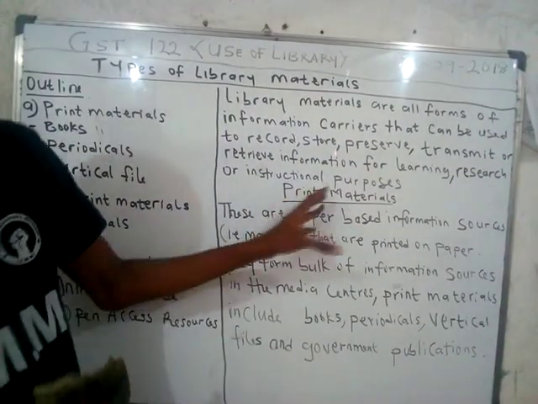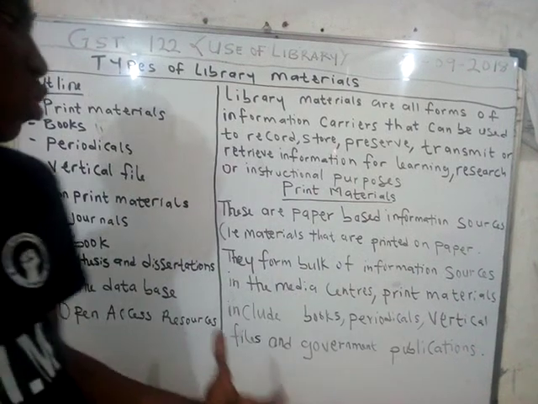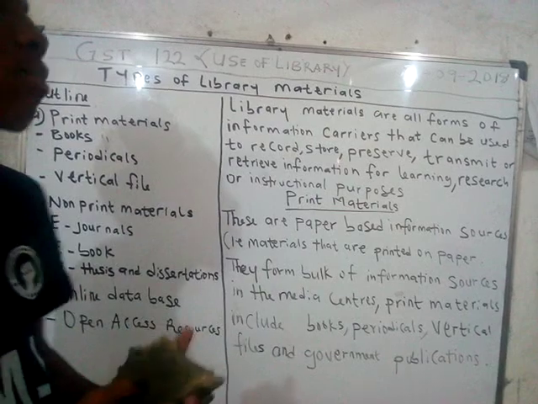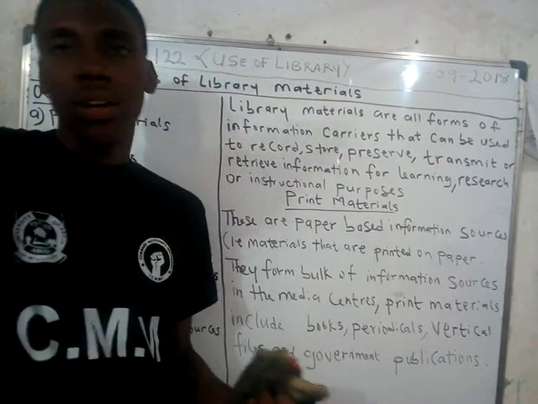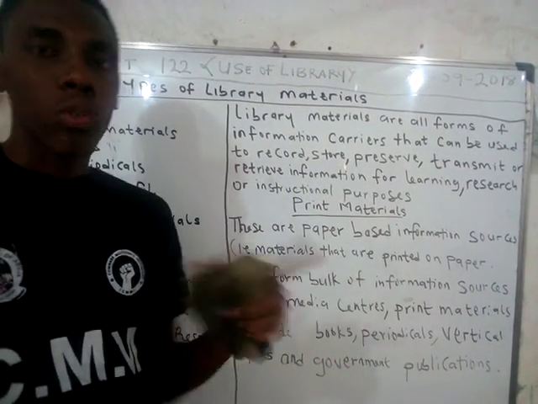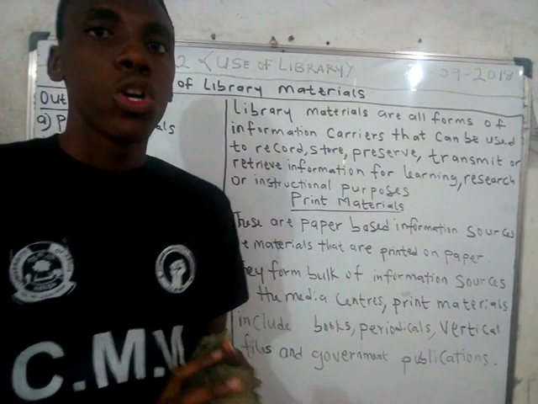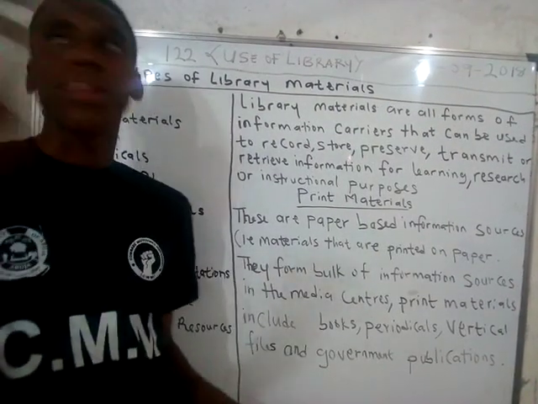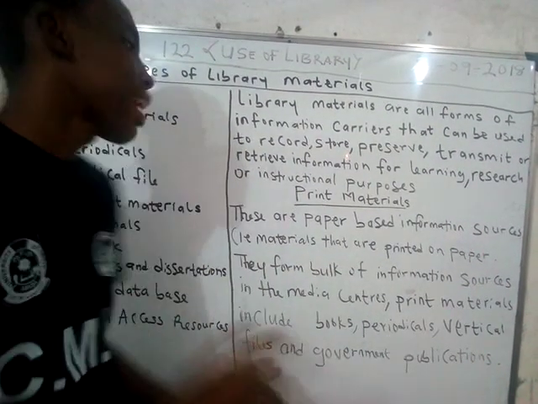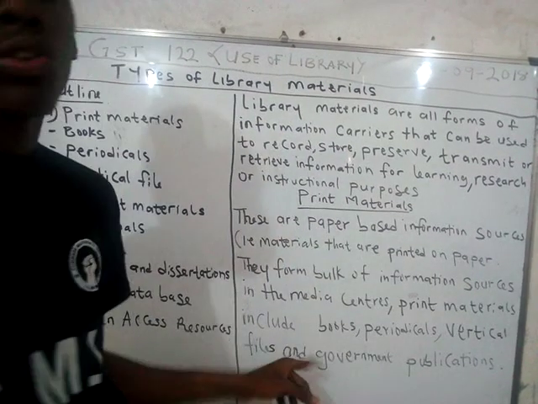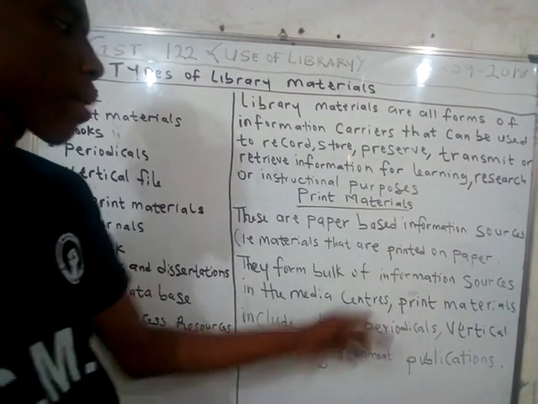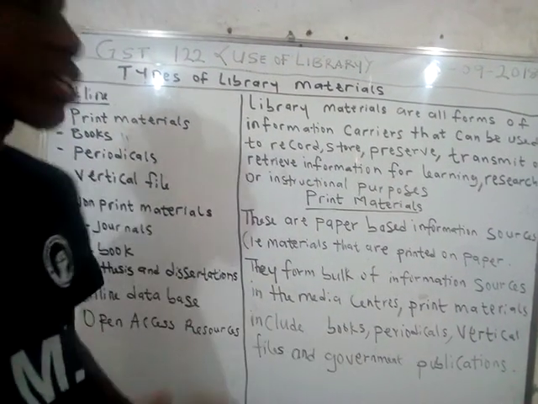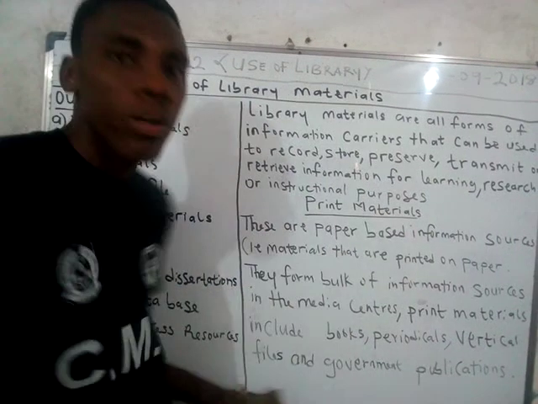Now, print materials form the bulk of information sources in the media centers. Whenever you go to the print material section, or when you go to the usual library, you see that print materials form the bulk of what is in that library. Everything that is printed, everywhere you go, you see them there. Print materials include books, periodicals, vertical files, and government publications. So now let us look at each and every one of them one by one.